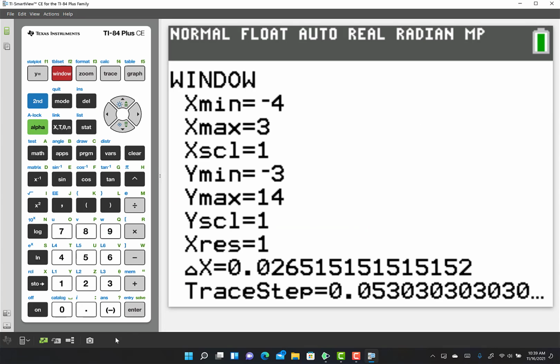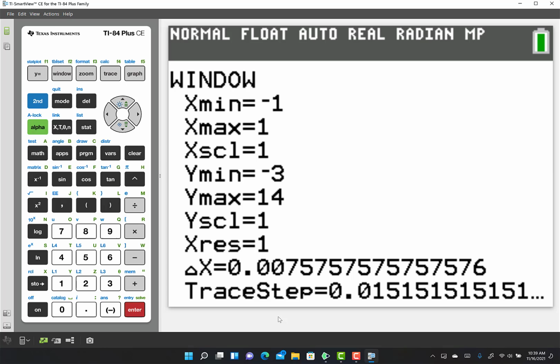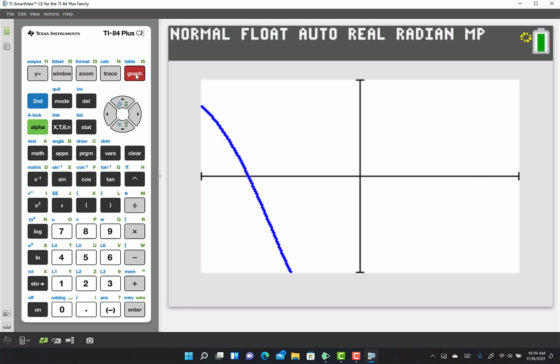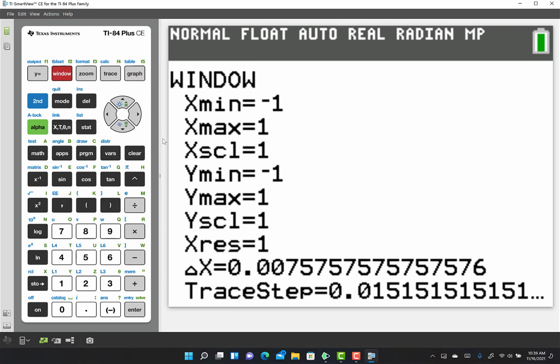So I click on window. I'm going to go -1 to 1, and I want to hover close to the x-axis. So usually I go -1 to 1. And then I push graph. Yeah, I used a square window, -1 to 1, -1 to 1. Chavez, why? Because I want to know where the second derivative crosses the x-axis.